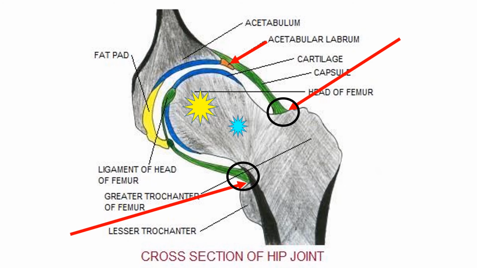Is this situation the same as that of the shoulder joint? The answer is no. In the shoulder joint, the capsule is attached to the margin of the articular cartilage.